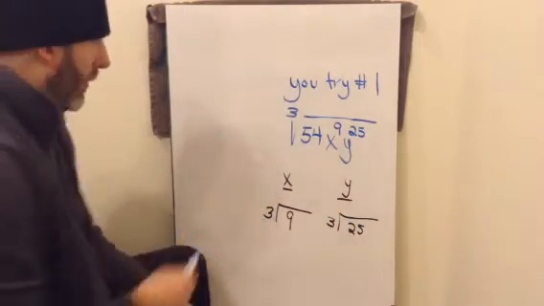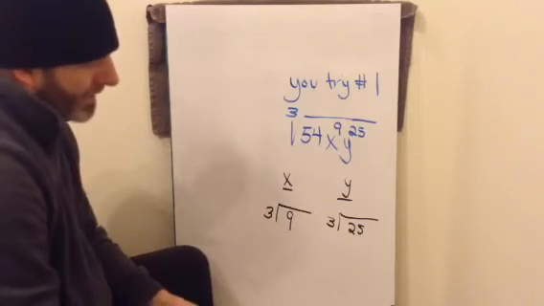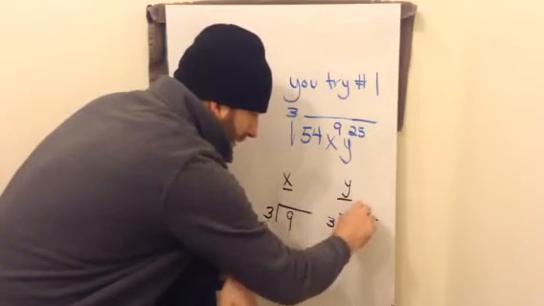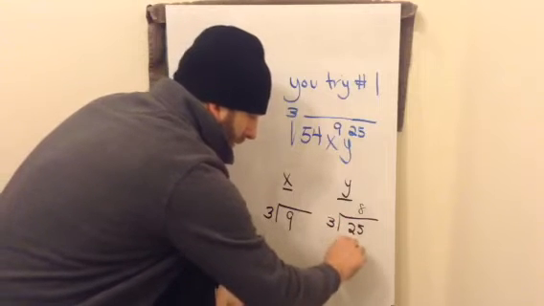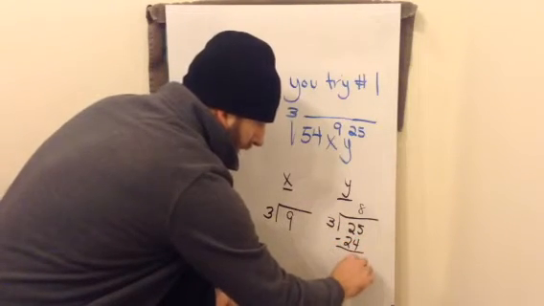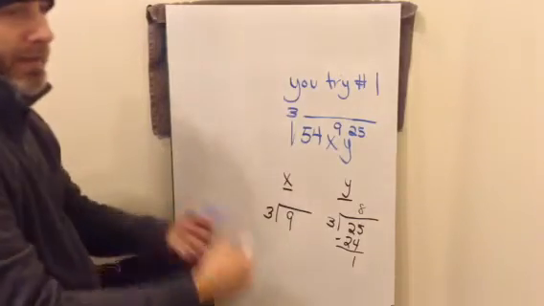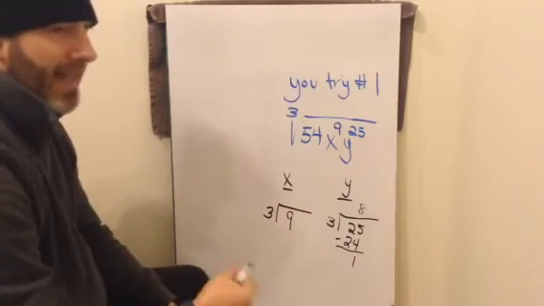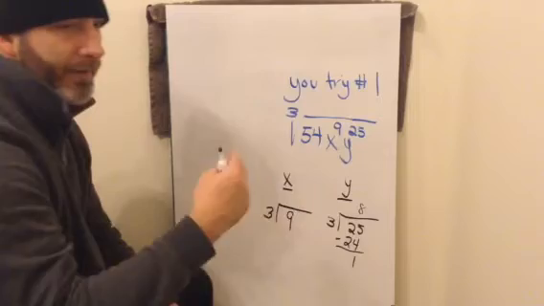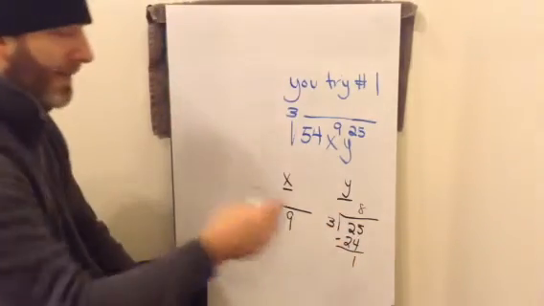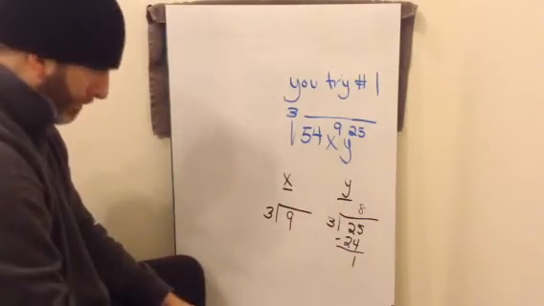Well, let's start with the y. 3 goes in 25, doesn't go in evenly. It goes in 8 times. So 8 times 3 is 24. Remember, we subtract. 25 minus 24 is 1. We want to get to where we have the remainder. We don't want to continue the division. That's as far as we want to get. And it doesn't help us to take 25 divided by 3 on a calculator. I need to find this number and I need to find this number. So 8 point whatever does not help me.